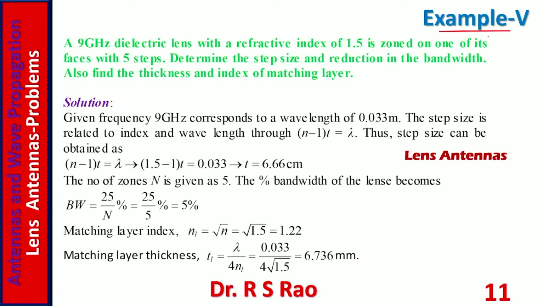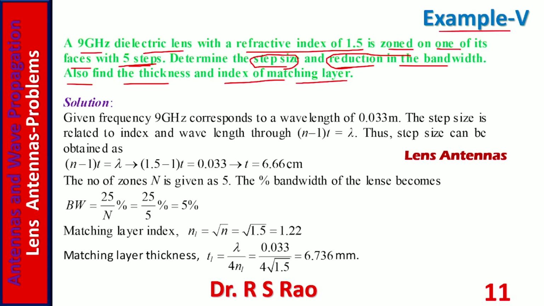Another problem, example 5. A 9 GHz dielectric lens with a refractive index of 1.5 is zoned on one of its faces with 5 steps. Determine the step size and reduction in the bandwidth. Also find the thickness and index of the matching layer. Solution. Given frequency 9 GHz corresponds to a wavelength of 0.033 meters. The step size is related to index and wavelength through this relation. T is the step size, the thickness of the step.